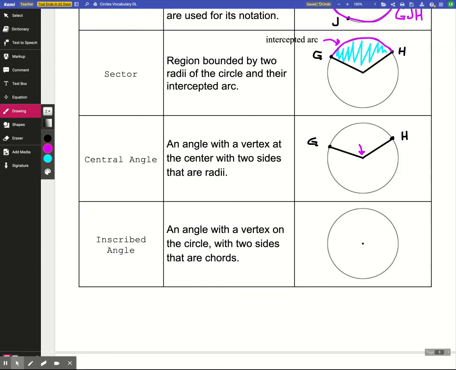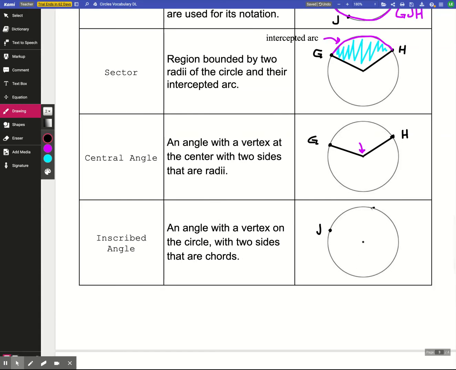Again, going back to the pizza metaphor, think of it as the tip of a slice of pizza. Now an inscribed angle is a little bit different. So I'm going to change my letters up here. Let's go with J and K, for example.